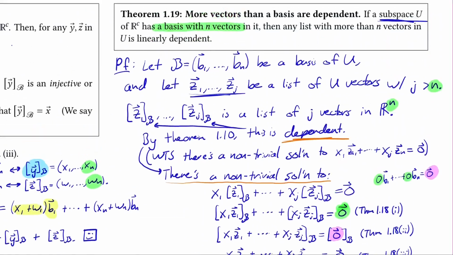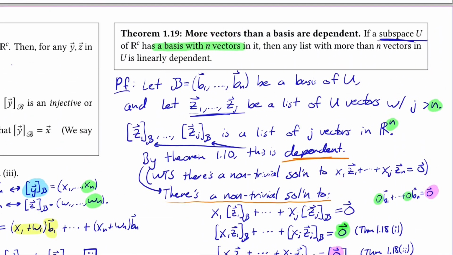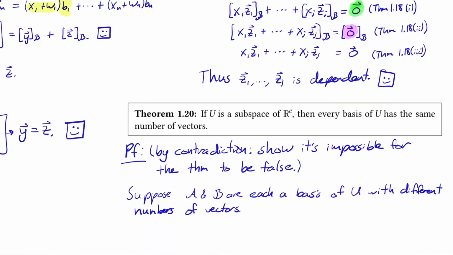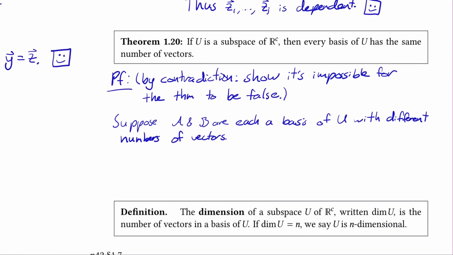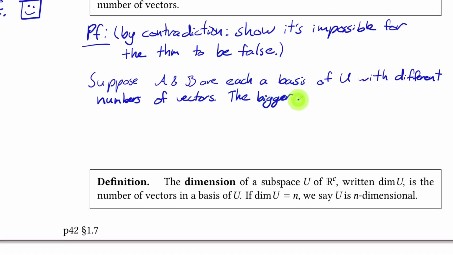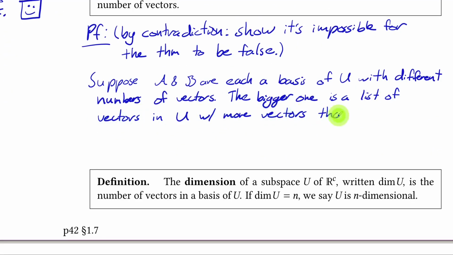And theorem 1.19 says that that bigger one must be linearly dependent, and it can't be a basis. So you cannot have two bases with two different sizes.